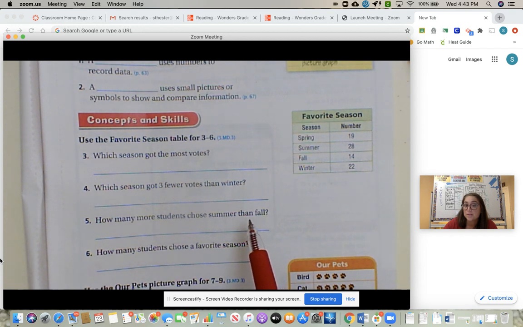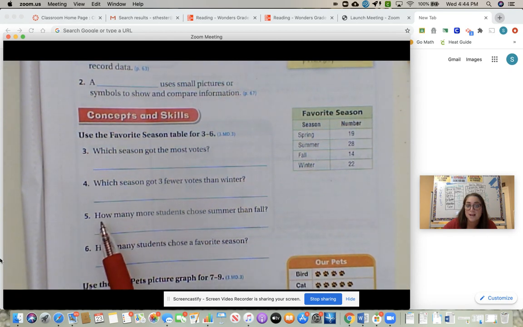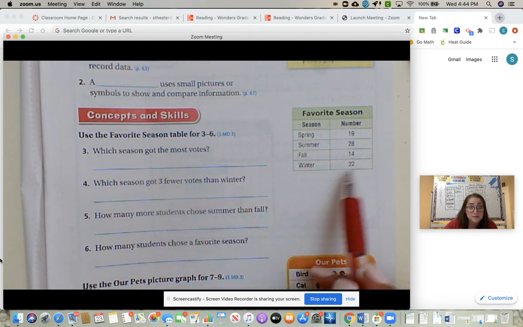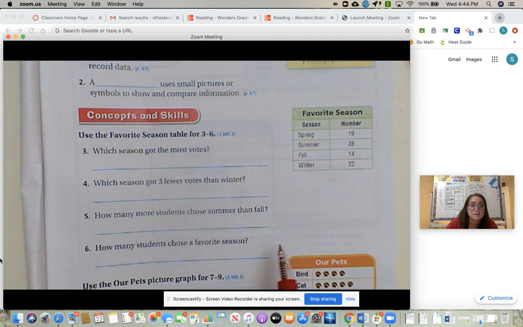Ooh, so you need to figure out our key numbers. So you need to figure out winter and which season has 3 fewer than winter. Number 5, how many more students chose summer than fall? We need to find those key numbers. Remember, they're in the table. There's one. There is a math verb. Box your math verb. So we're still using cubes. Solve the problem.